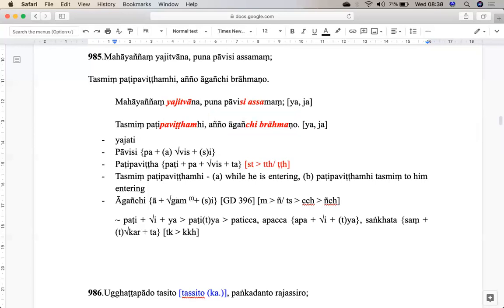Okay, now we can translate. Mahayana Yajay Dwana. Okay, after performing, I will translate: the great offering, he entered the hermitage. Okay, that is one line. While he is entering, he was entering. Sorry, Sayadaw, we have to translate again. He entered the hermitage again.